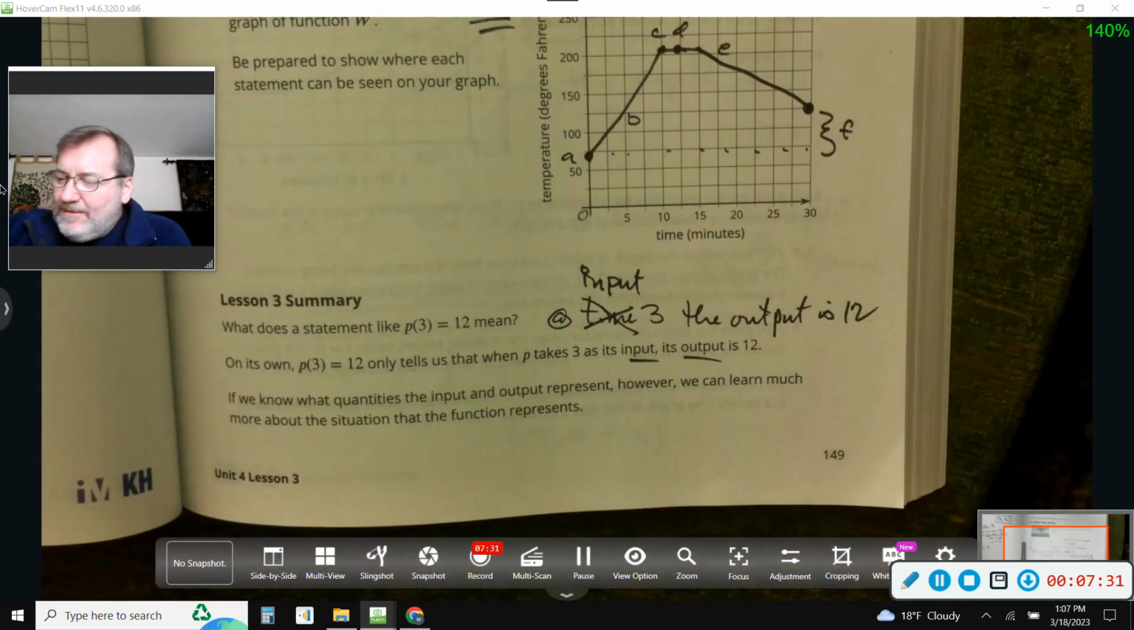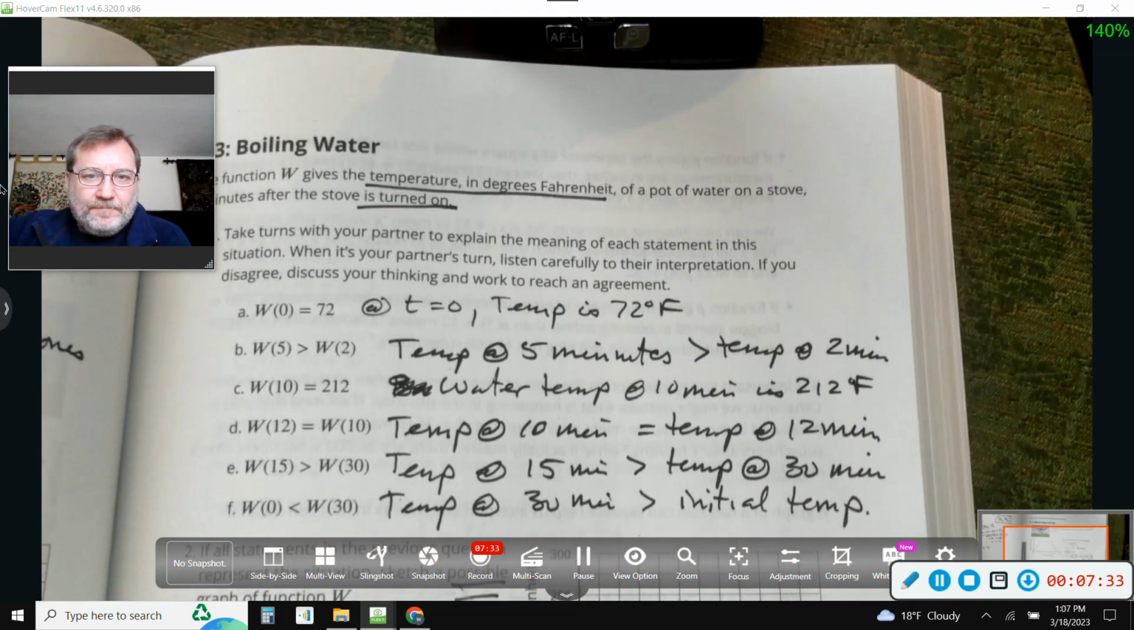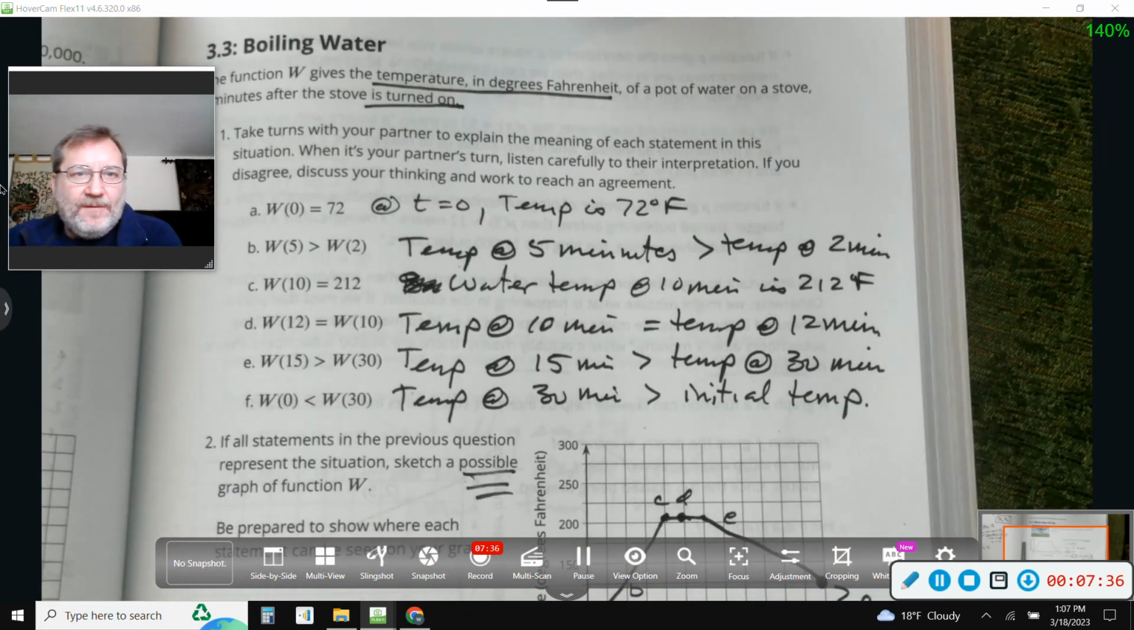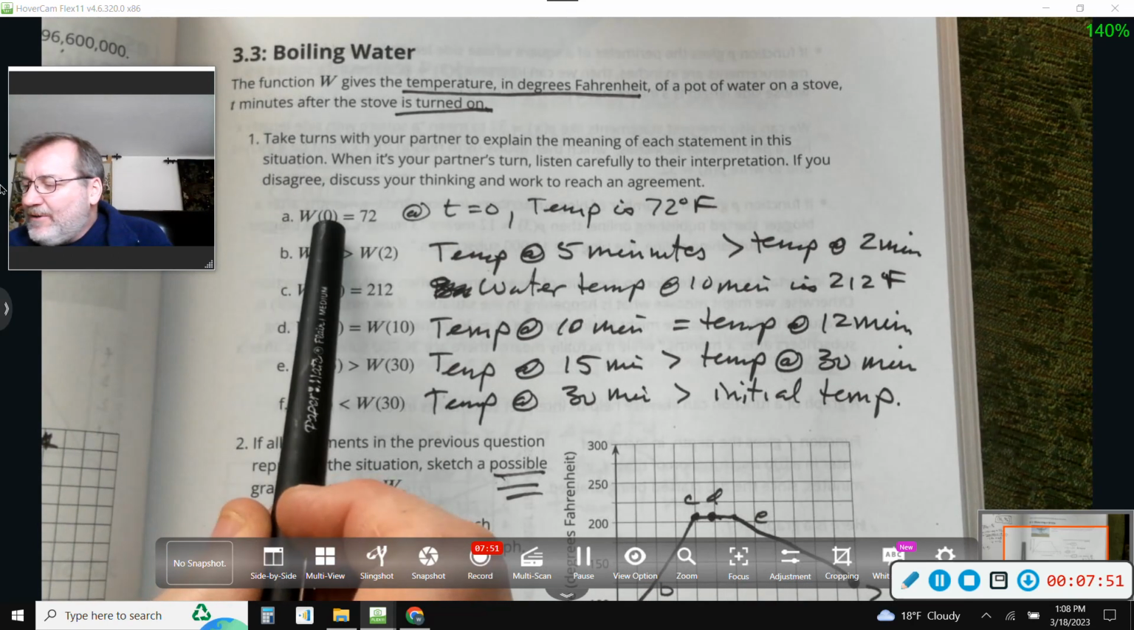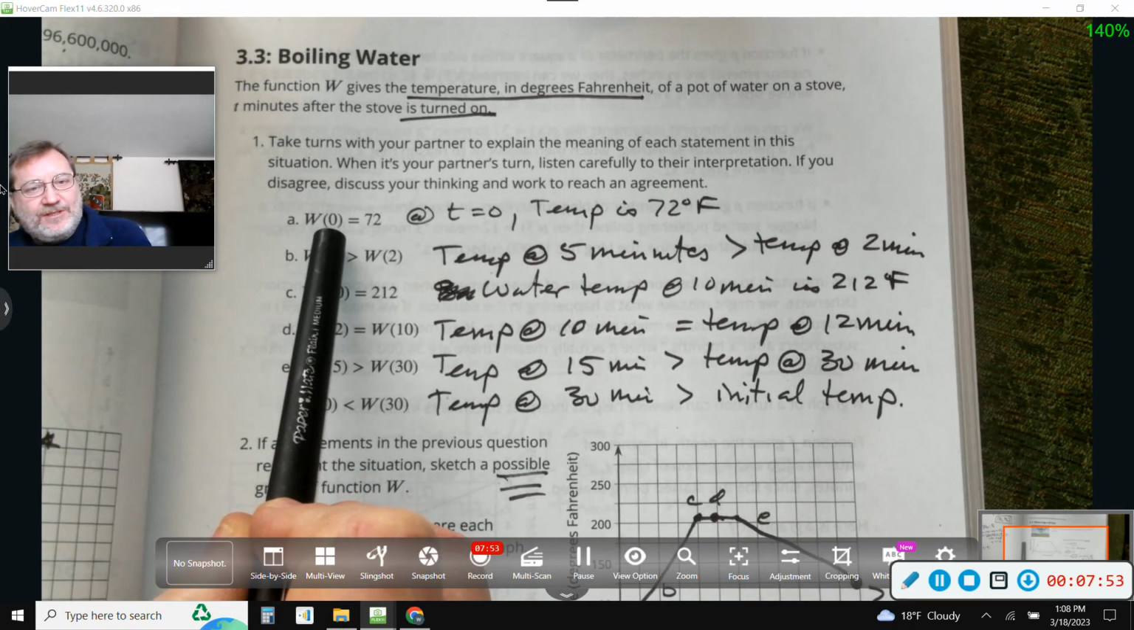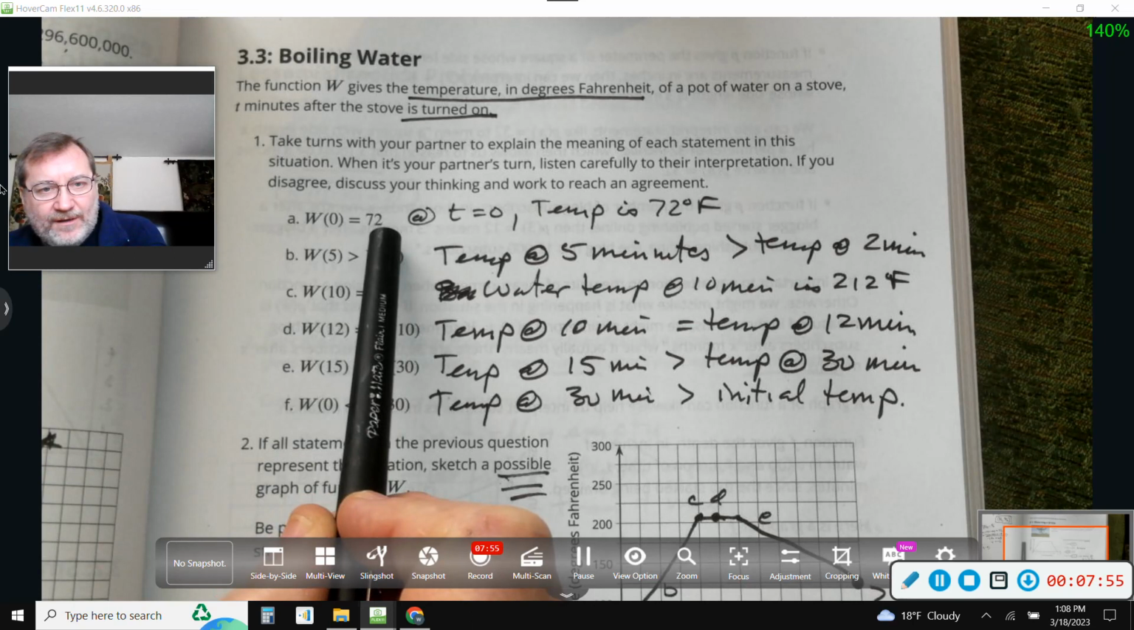And the next page, number 4, boiling water. All right. So the function W gives you the temperature in degrees Fahrenheit of a pot of water on a stove, t minutes after the stove is turned on. So you take turns with your partner to explain the meaning of each. And so we go through this, and W at time 0, which means the very start, the temperature of the water is 72 degrees.